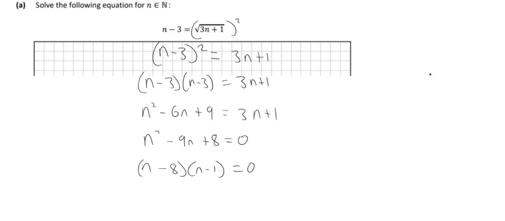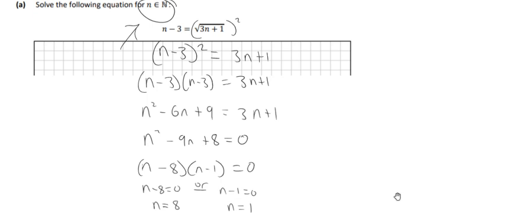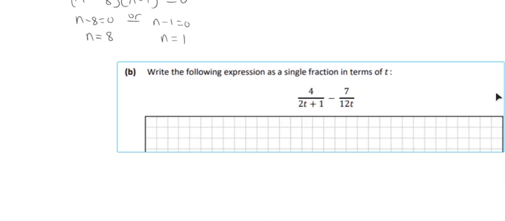So n minus 8, n minus 1 will work. So n minus 8 is equal to 0, or n minus 1 is equal to 0. If n minus 8 is equal to 0, n is equal to 8. And if n minus 1 is equal to 0, well then n is equal to 1. So we've got two answers. It said back up at the top that n is an element of the natural numbers. So 1 and 8 are both natural numbers.